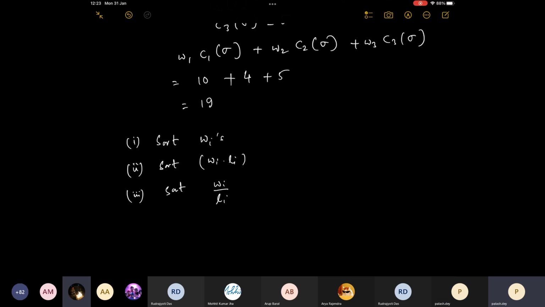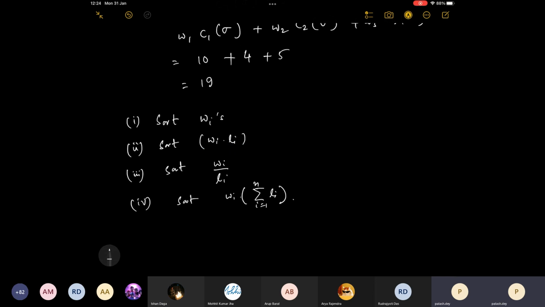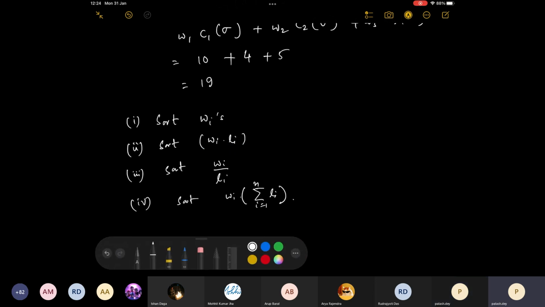So we sort Wi times summation Li and then choose accordingly. Sort Wi times summation L1 to Ln. Sir, but isn't it similar to sorting Wi, because summation L1 to Ln would be the same? Correct. Very good. Yes, these two are the same. 1 and 4 are the same, because this summation is the same.